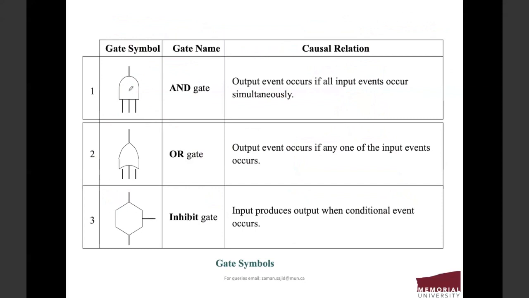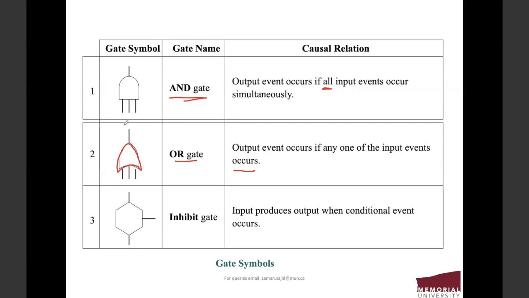Let's come to the gate symbols here. These are the symbols which I showed you in my previous slide. It's the AND gate. You use the AND gate when the output event occurs if all input events occur simultaneously. In terms of the OR gate, the output event occurs if any of the input events occur. And that's the symbol that you use for an OR gate.